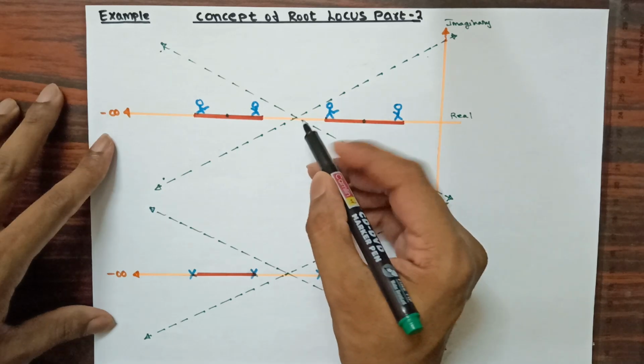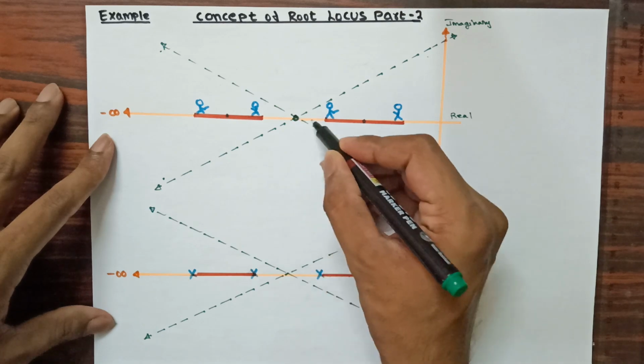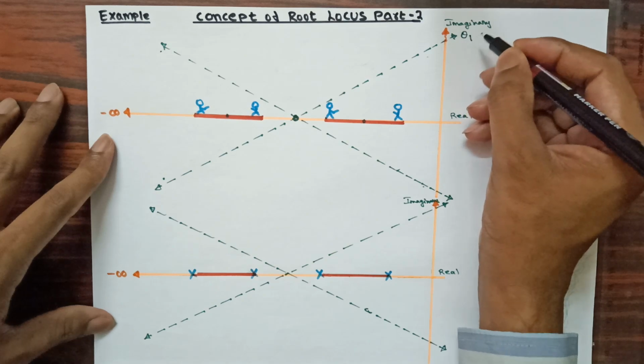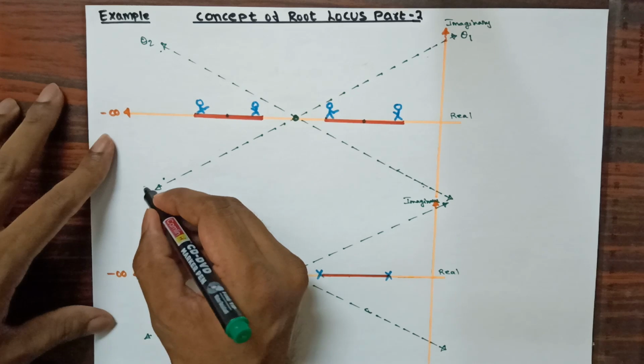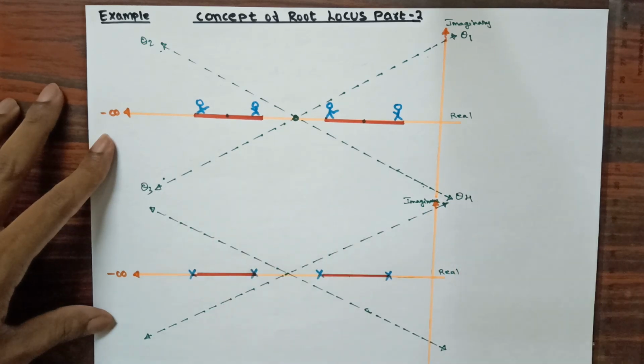Now you can see I have considered this centroid point and I have drawn the 4 angles: this angle is theta 1, this angle is theta 2, this angle is theta 3, and this angle is theta 4.